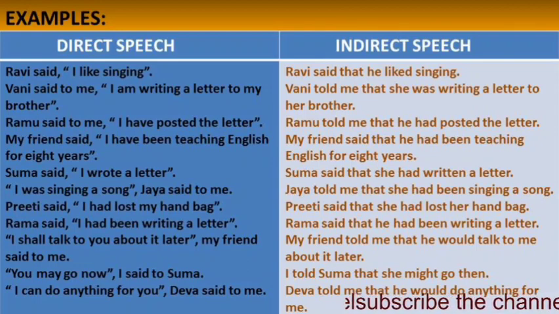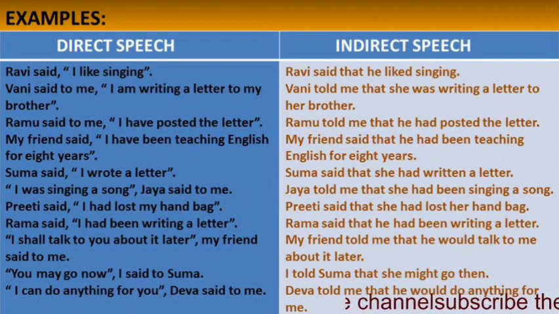Vani said to me, "I am writing a letter to my brother." It is in present continuous tense. The present continuous tense can be changed into past continuous tense. Vani told me that she was writing a letter to her brother.